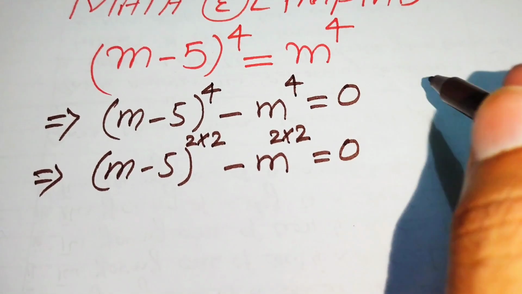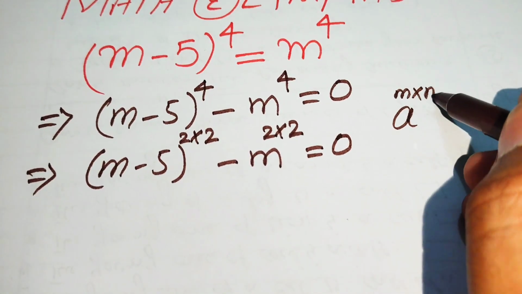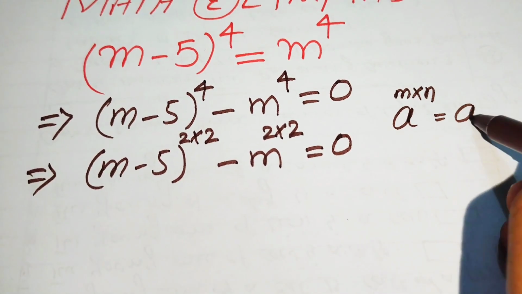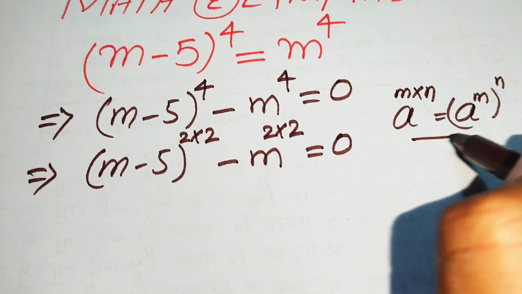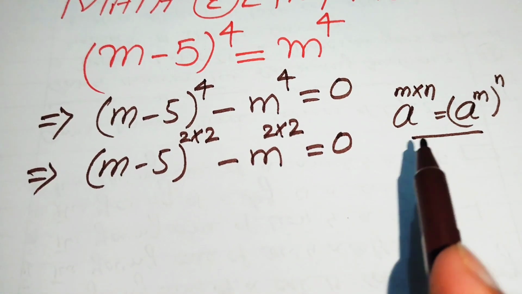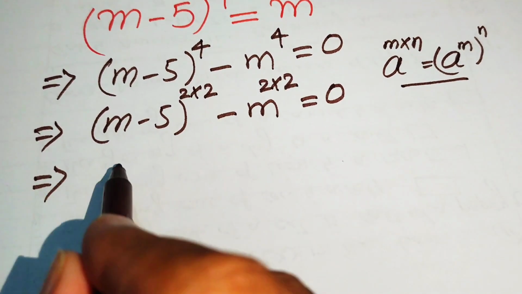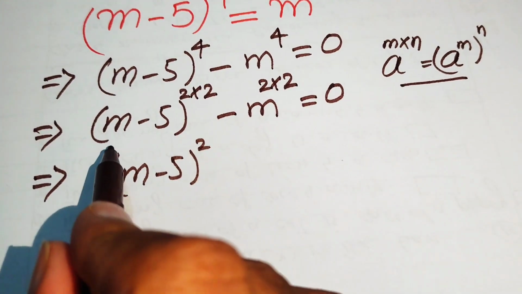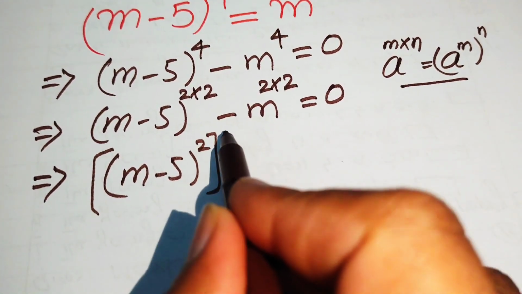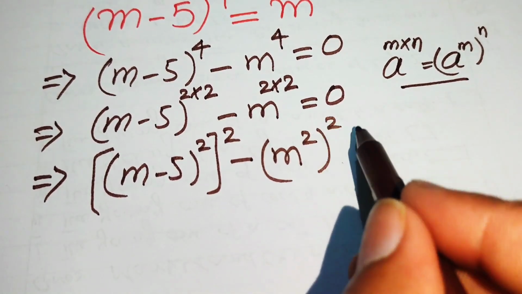After that we use the nice exponential law, and you know about this law: if we have a to the power of m times n, it equals a to the power of m and its whole power n. So now we use this law on both of these terms, and we write it as ((m - 5)^2)^2 - (m^2)^2 equals 0.